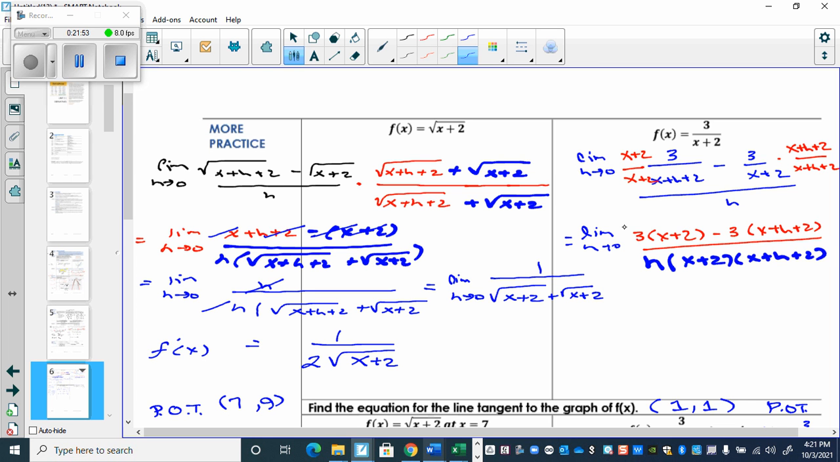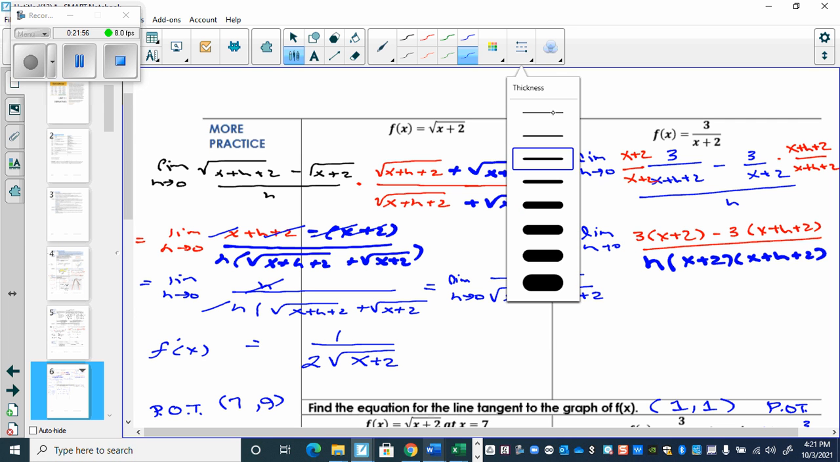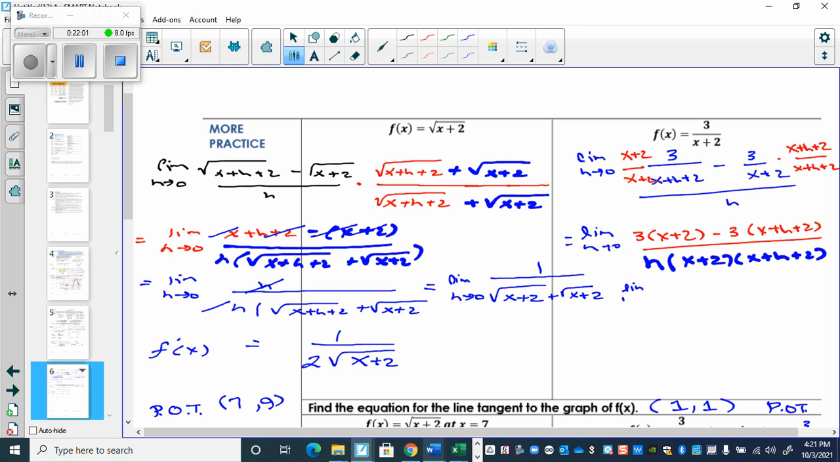I'm not going to simplify anything on the bottom yet, because that's a lot of work I don't want to have to deal with. So the limit as h goes to 0, I have 3x plus 6 minus 3x minus 3h minus 6, over h times x plus 2 times x plus h plus 2. Okay? Cancels, cancels, cancels, and cancels. And guess what else cancels? While I'm at it, these h's here cancel, right?